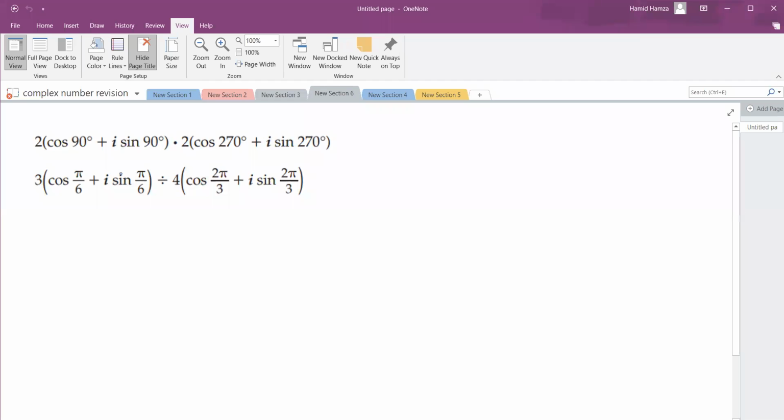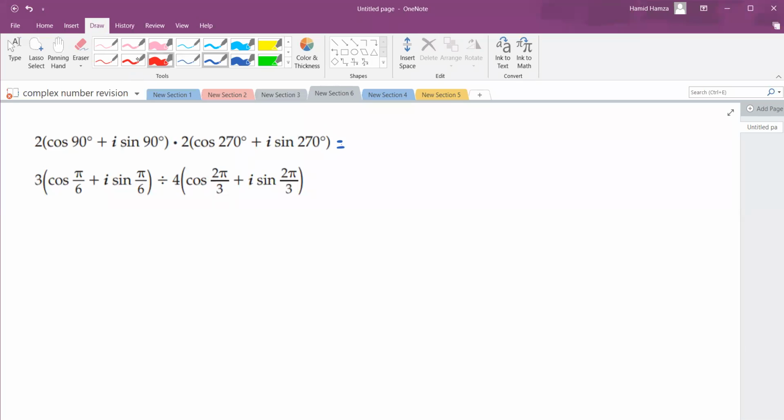So in the first question, we wanted to multiply these two numbers, which are written in polar form. Who remembers, guys, how to find the answer? First, we multiply the two moduli, 2 multiplied by 2. It will be 4. Then we add the angles.